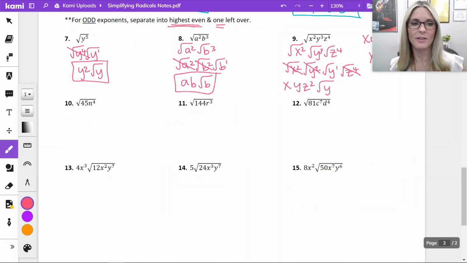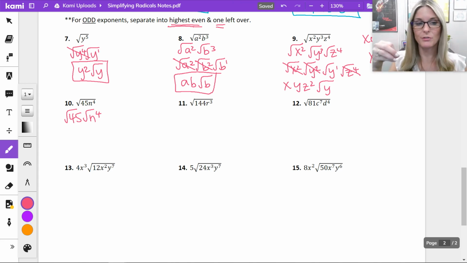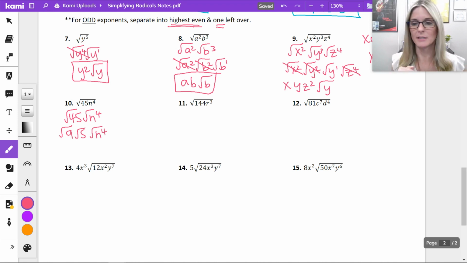Number 10, we have the square root of 45 n to the 4th. I'm going to go ahead and separate each of those pieces there. Square root of 45 is not a perfect square. However, let's use everything that we've learned so far. It does have a perfect square factor of 9 times 5. And the square root of n to the 4th is even. I'm just going to write it in my next line, pulling it down before we start evaluating.